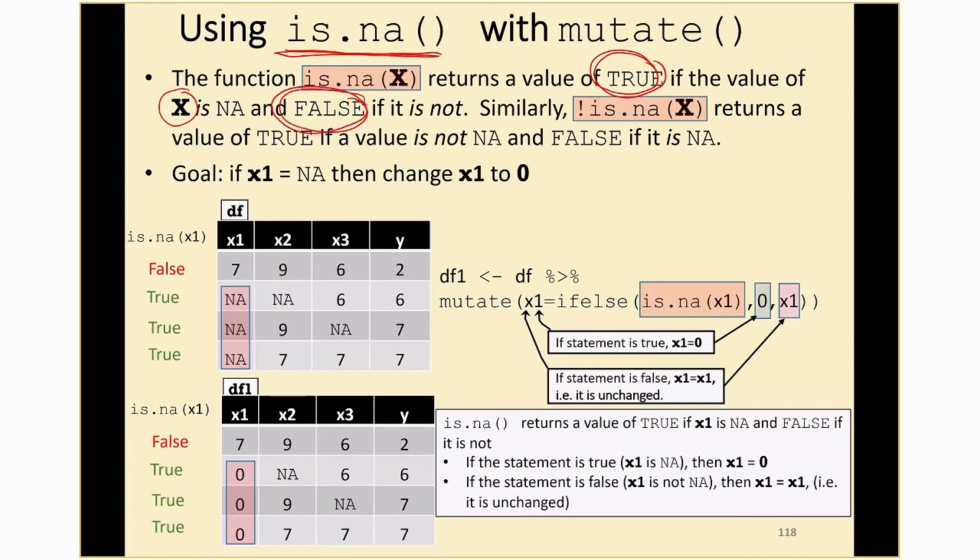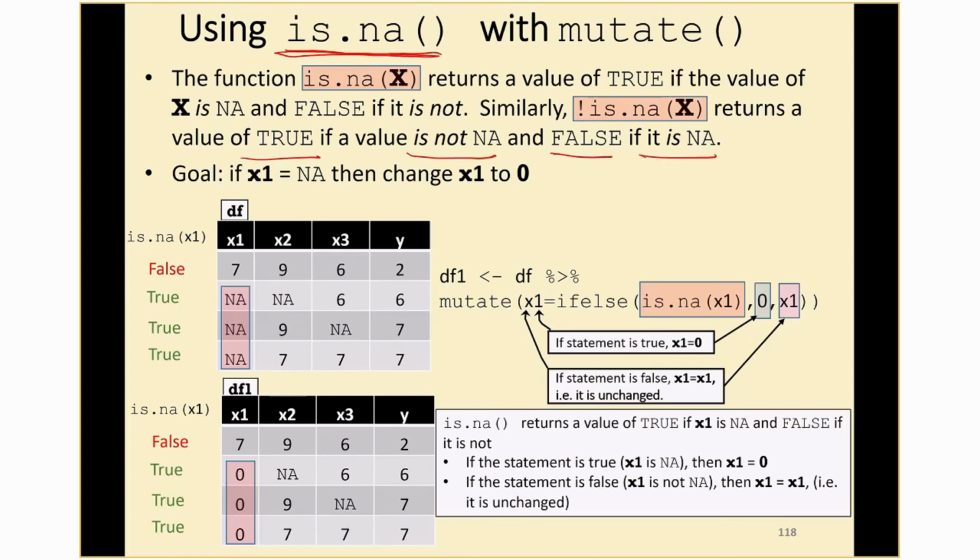And the flip side of is.na is the thing is not NA. The key thing to note is this exclamation point here that essentially reverses the is.na and makes it is not NA. So the logic is just the reverse of what we just saw. It returns a value of TRUE if it's not NA and FALSE if it is NA.